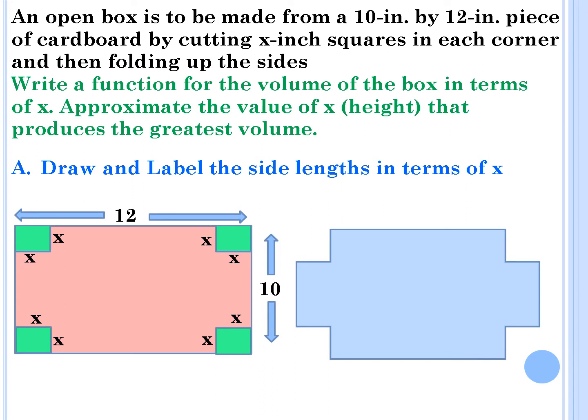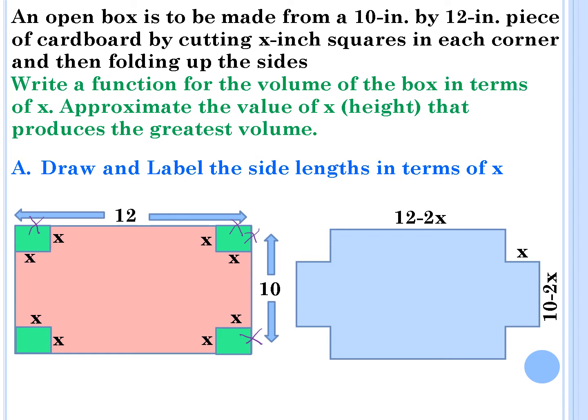Now, if my whole side was 12 and I took a length of x off each end, then the new side would be 12 minus 2x. Looking at the 10 side, same thing. If I have a 10-inch side and I take an x off each end, then my new dimension is going to be 10 minus 2x. And then, of course, the pieces that I've cut out are both x by x. So this is the picture of the figure unfolded.